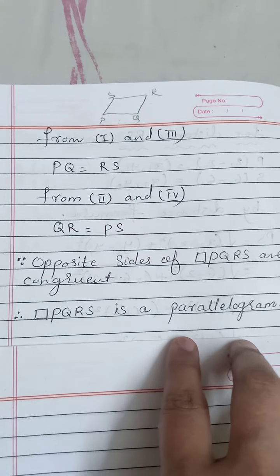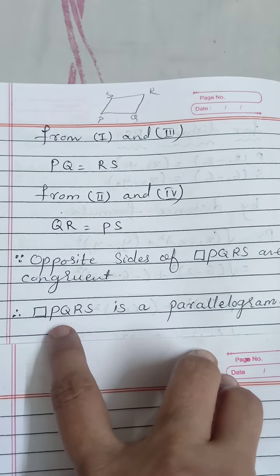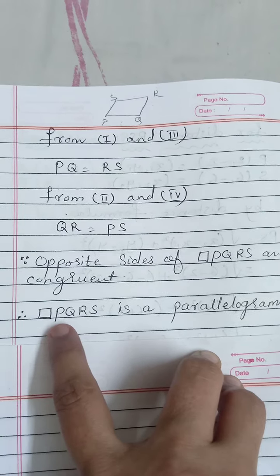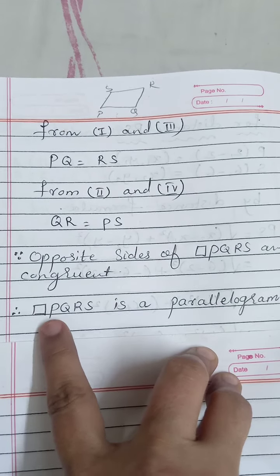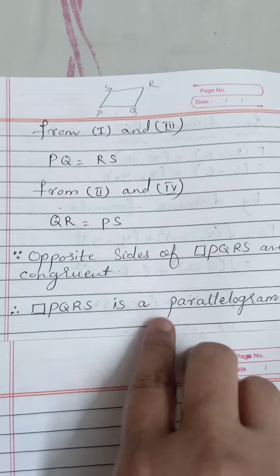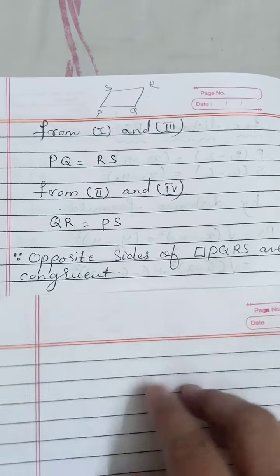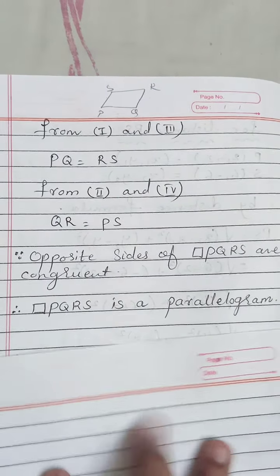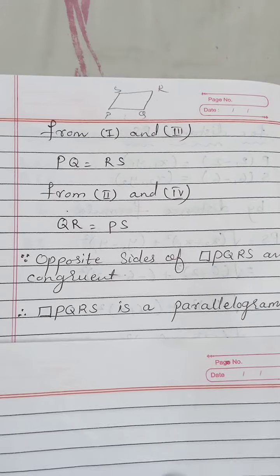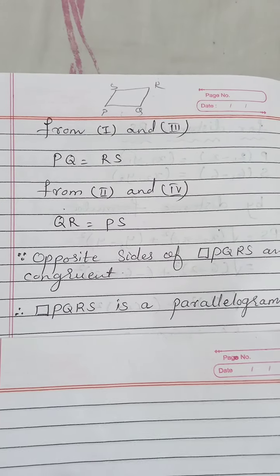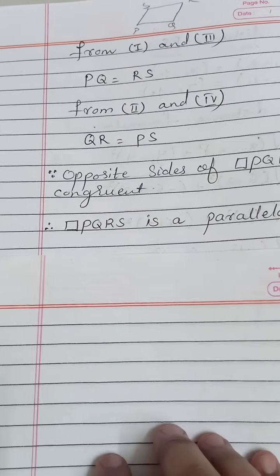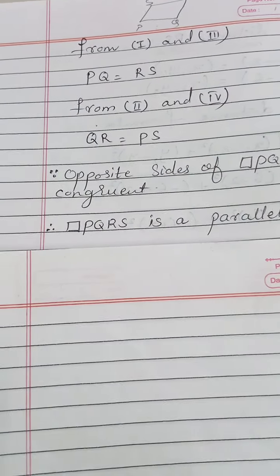If you want, you can write the same statement which is given to us in the question. So you can write points P, Q, R and S are the vertices of a parallelogram. So in this way we have completed our question number 5. Question number 6, I have already told you that you have to do by yourself. So now we will start our question number 7.